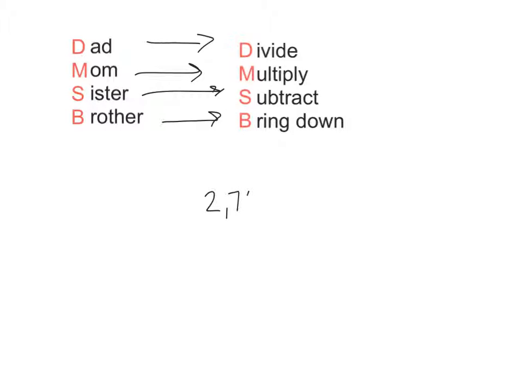2,754 divided by 9. Okay, so who's the first member of our family, Joseph? Dad. Okay. The D for dad stands for divide. Okay, we need to first divide then. But before we even do that, what did we learn about yesterday?